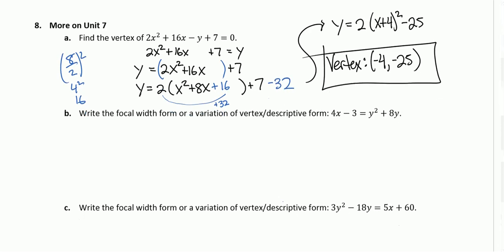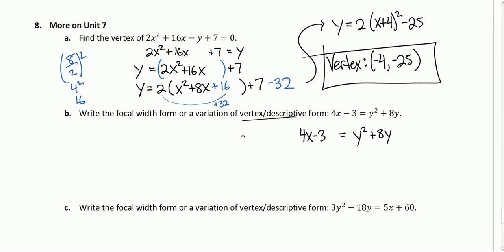For part B, where we need to write it in either focal width form or vertex slash descriptive form, I'm going to do the second one. That's how we learned it in our class. And we solve for the variable that's not squared. So 4x minus 3, we're going to solve for x. But before I do that, notice the y squared plus 8y, we need to complete the square there.